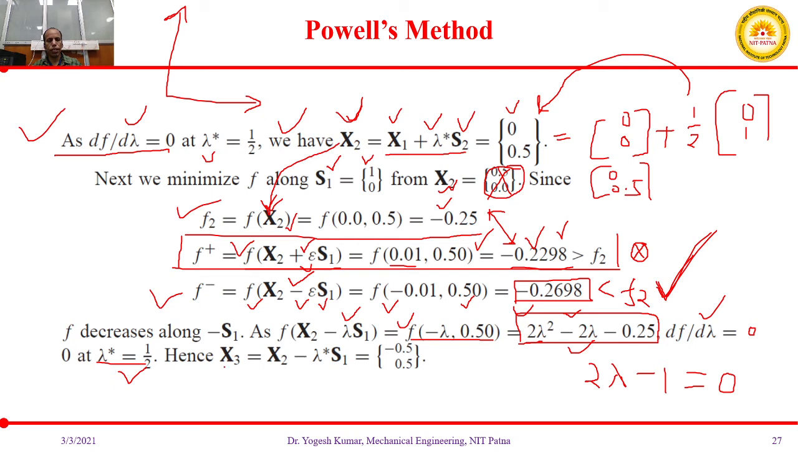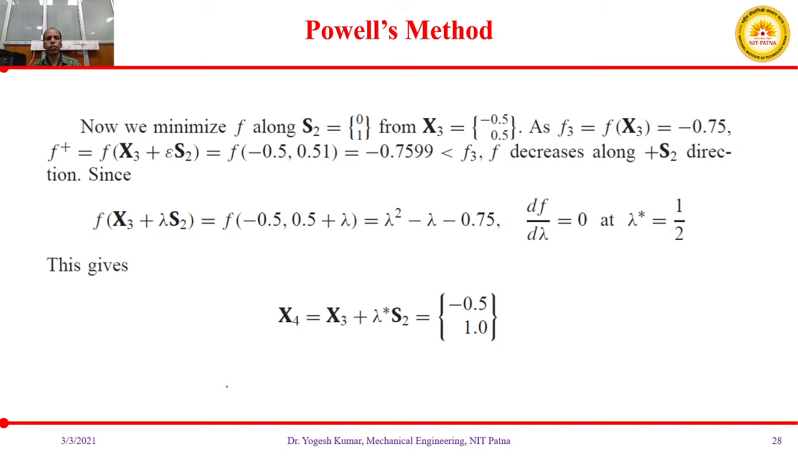Now you can decide the third point, because you have got the value of lambda. The third point will be equal to x2 minus lambda into s1. So now your x3 point is minus 0.5 comma 0.5, right? Any doubt up to this step? Any query? Okay, so we are able to find the minimum value up to x3.